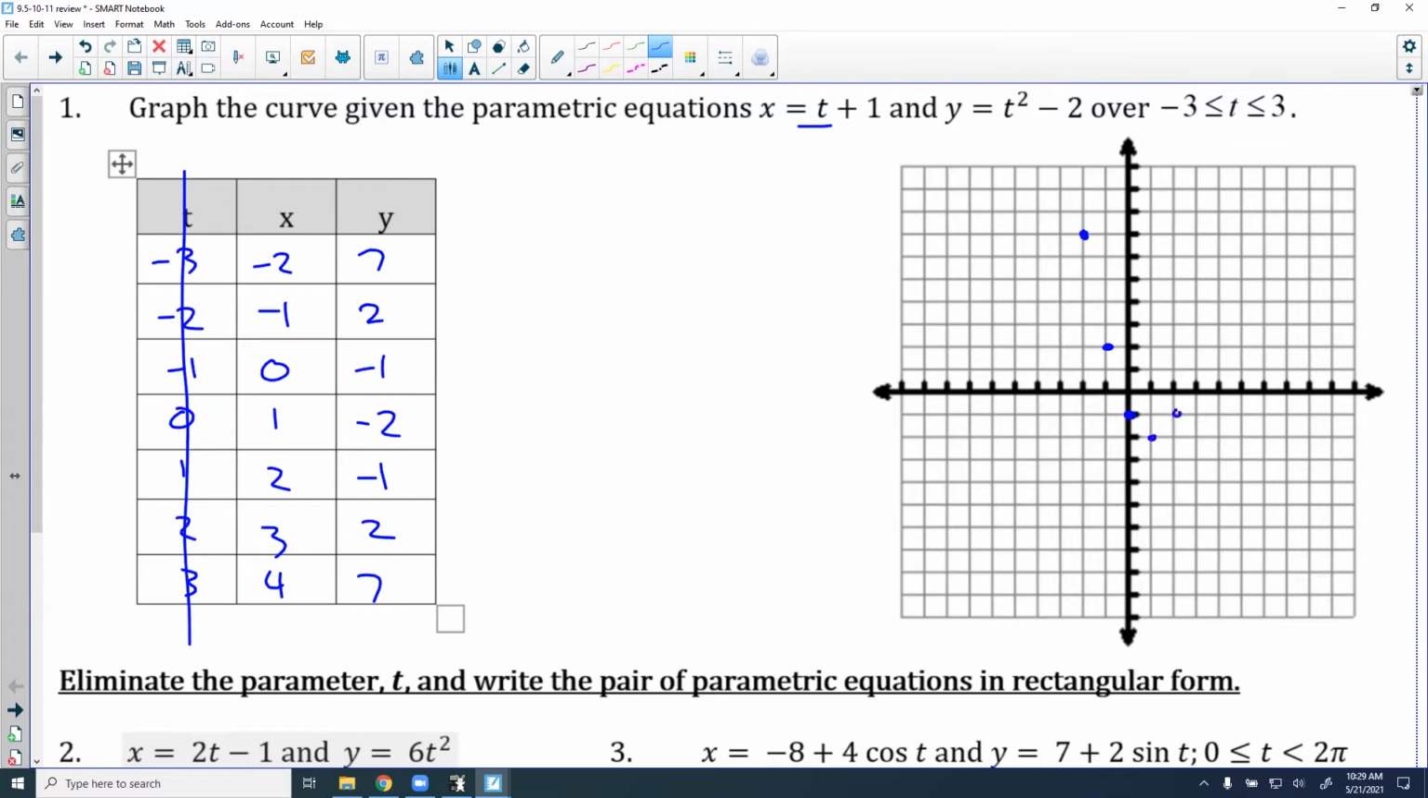And then it should be symmetric because this is a parabola. So we're going from left to right. So we make the little arrows.